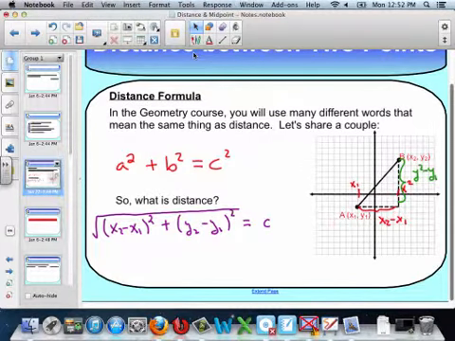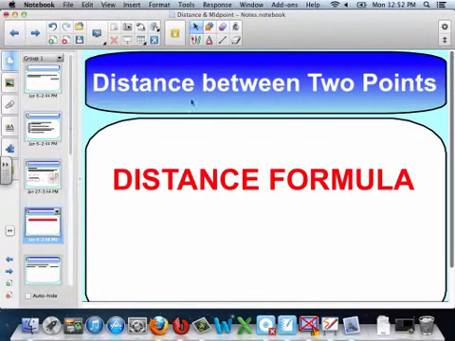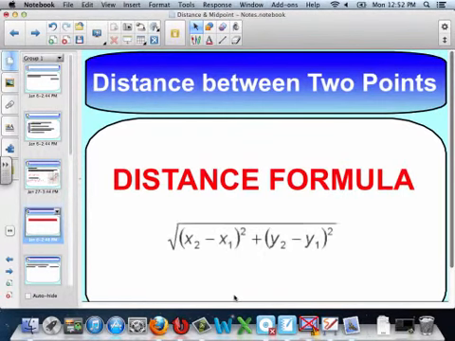Yes, Casey? So again, here it is. That is your distance formula. That's a y? What do you think it was? Do you need to work on your handwriting? Okay.